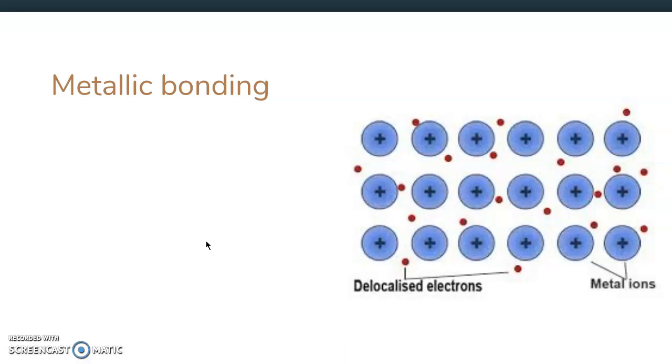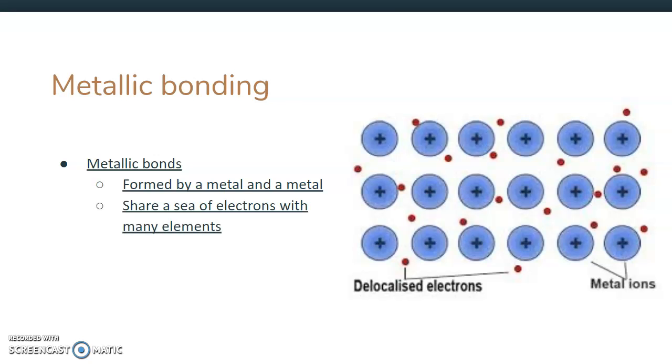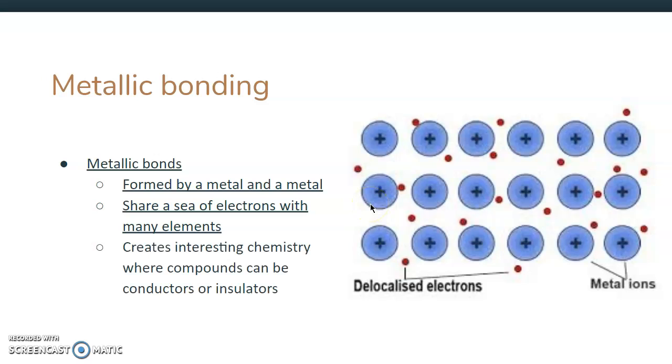So when we talk about metallic bonds, they are formed by metals and metals. So our ionic bonds are formed by our nonmetals with our metals, and our covalent bonds are formed between nonmetals, but this one is formed by just a metal and a metal. And in our metallic bonds, we share a sea of electrons with many elements. This creates very interesting chemistry where compounds can be both conductors and insulators.